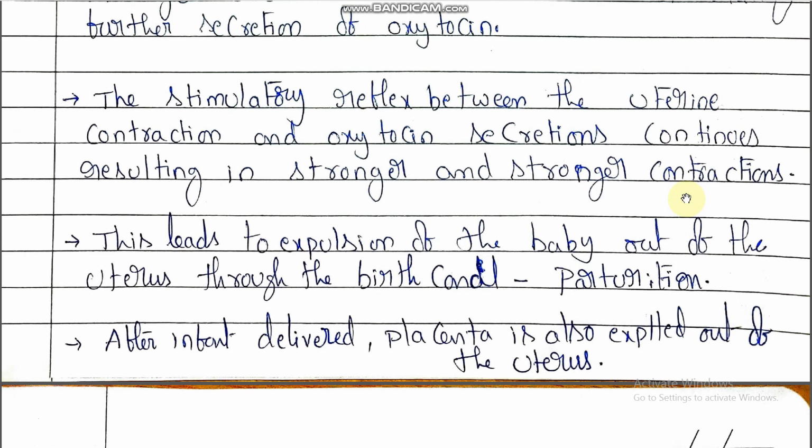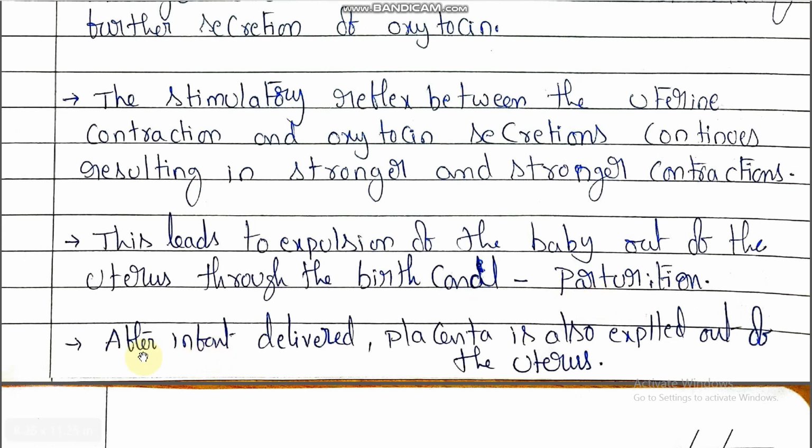The contractions take place more in the region of the uterus where the fully developed fetus is. So the stronger contraction leads to expulsion of the baby out of the uterus through the birth canal. What is the birth canal? Earlier we discussed, that is the cervical canal plus the vagina. So through the cervical canal and vagina, the baby comes outside, ejected outside through the vagina. This process is called parturition.